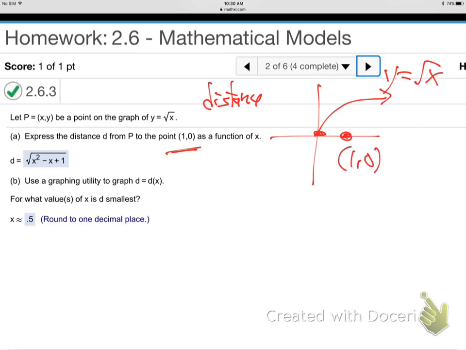Over 1, up 0. So they're saying, find the point x, y on the graph y equals square root of x that is closest to the point 1, 0. Instead of the origin, we're doing 1, 0. So try that one.